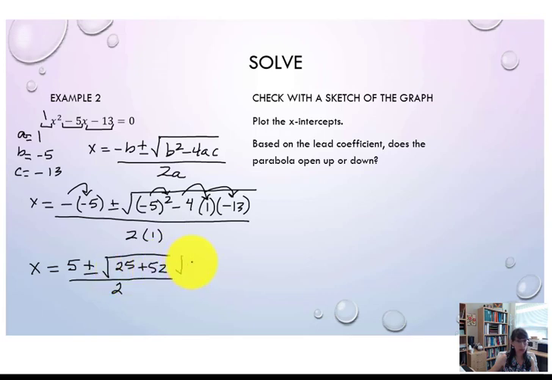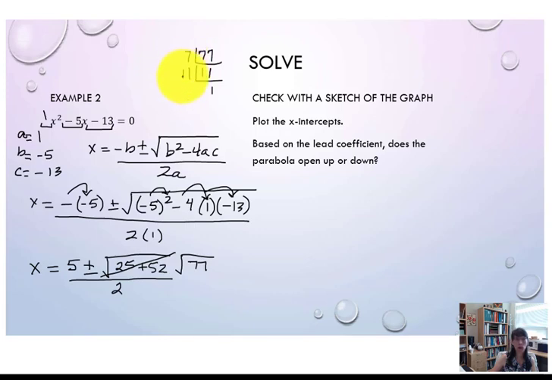25 plus 52 would make 77. So I'm just going to cross it out and write it simplified. Now with 77, we're going to go ahead and use our factor ladder and see if 77 has any factors that are perfect squares. I know it's divisible by 7. That leaves 11. And 11 only has factors of 1 and 11. So 7 and 11 are the only factors of 77.